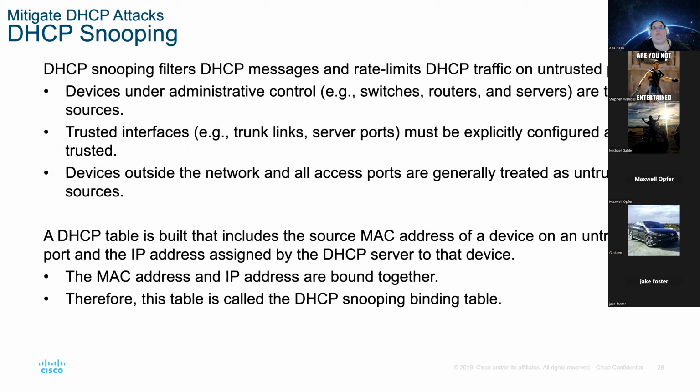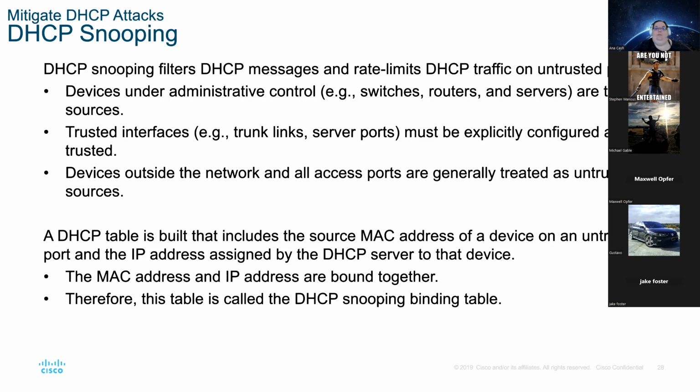Okay, so what is DHCP snooping? This filters DHCP messages and rate limits DHCP traffic on untrusted ports. Devices under administrative control, switches, routers, and servers are trusted sources. Trusted interfaces like trunk links and server ports must be explicitly configured as trusted, and devices outside the network and all access ports are generally treated as untrusted sources.